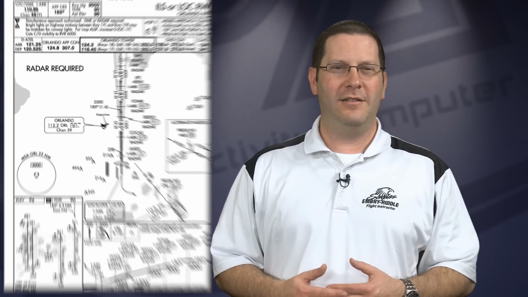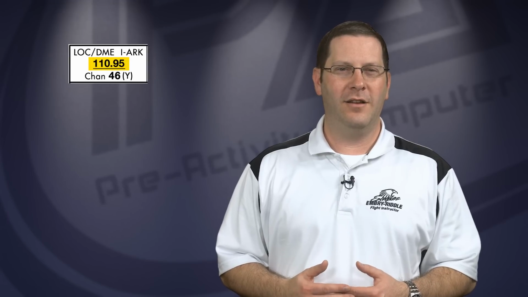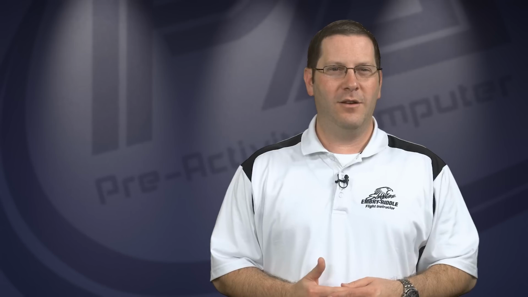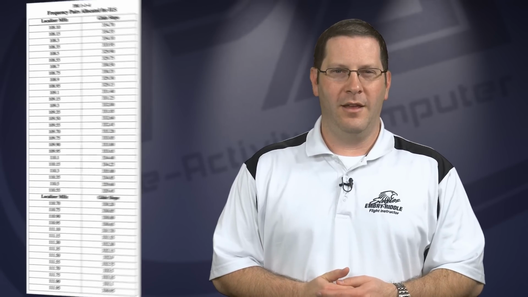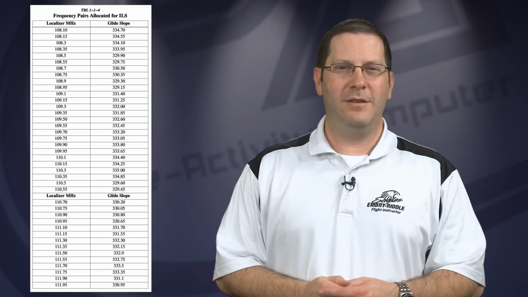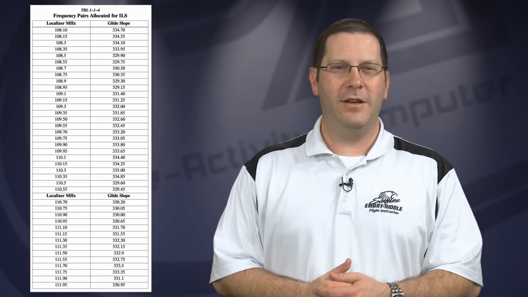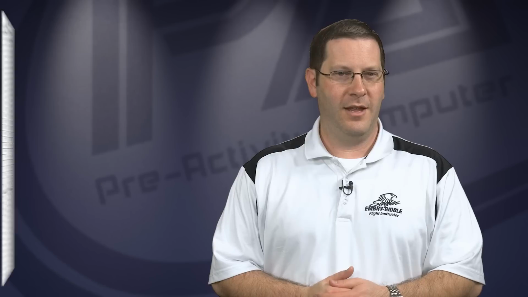ILS approach charts list the Localizer frequency in the header. The frequencies are limited to just 40 specific options between 108.1 and 111.95 MHz. When the Localizer frequency is entered, the Glideslope frequency will automatically get tuned within the nav receiver based on known frequency pairs. A listing of the published ILS frequency pairs can be found in AIM Table 1-1-4. Let's begin by taking a deeper look at how each of the components work, starting with the Localizer.